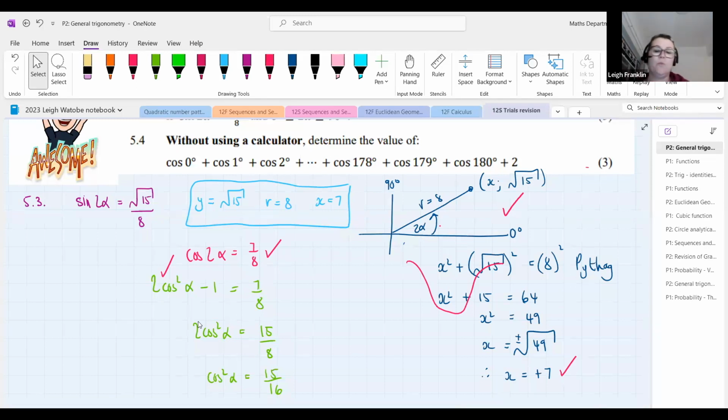Here it tells us, without the use of a calculator, determine the value of the cos of 0 plus the cos of 1 plus the cos of 2 plus the cos of ... plus the cos of 178, the cos of 179, the cos of 180 plus 2. So what do we think is going on here? Indeed, Pinga. Some kind of interesting number pattern has to be emerging here.